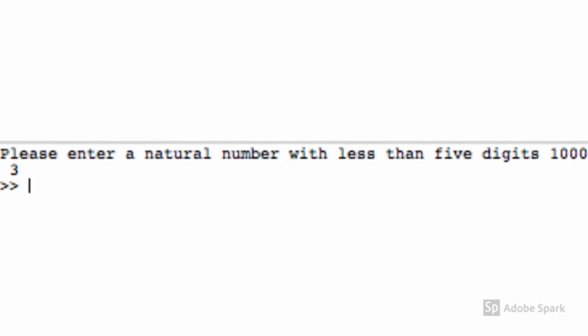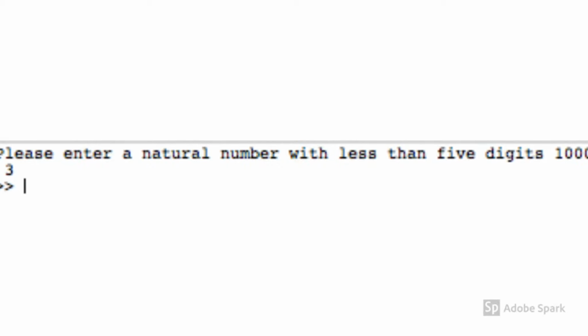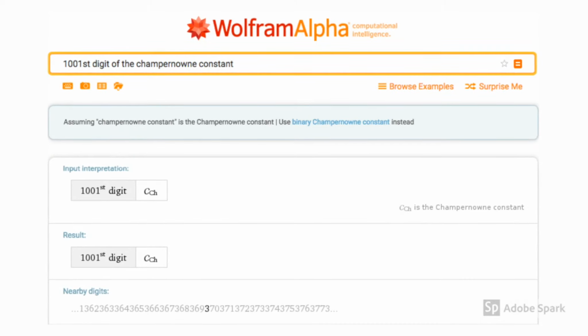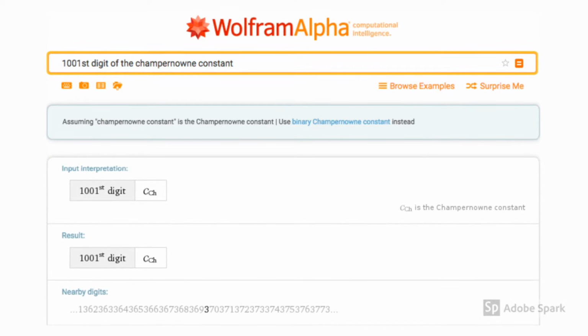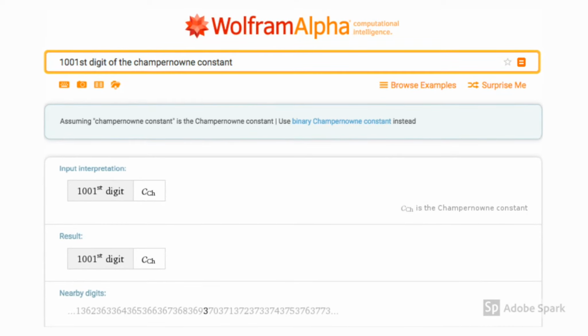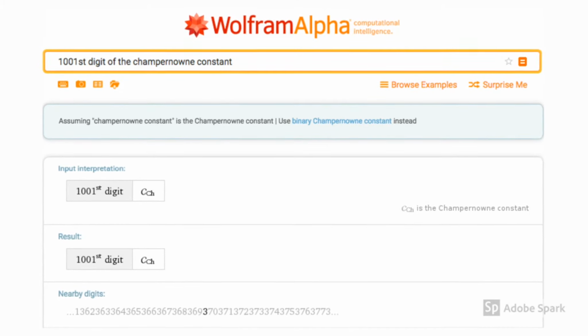All right, so here is my script. I looked for the 1,000th digit of the Champernowne constant, and it told me it was 3, so now let's check with Wolfram Alpha. And here we go. I have the 1,001st digit on Wolfram Alpha because it counts the first 0 as a digit. So the 1,000th digit of the Champernowne constant is 3.